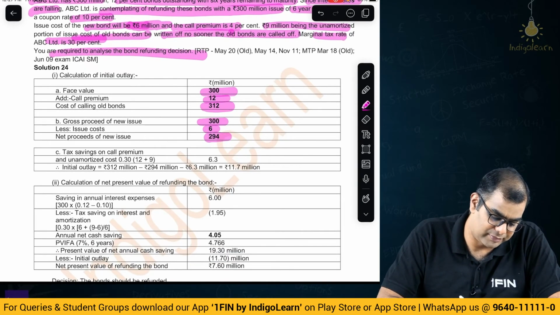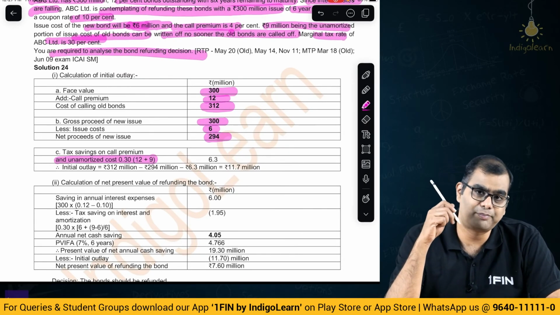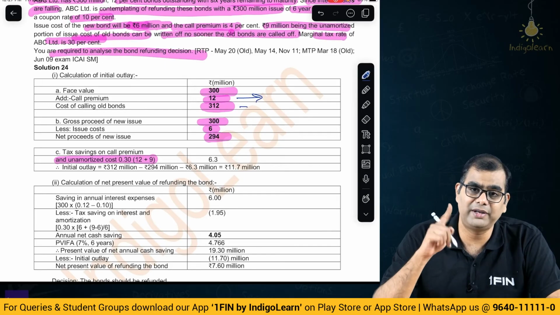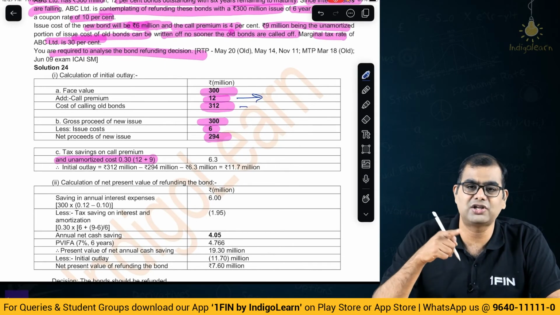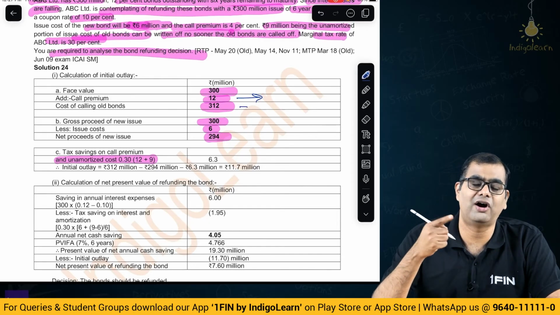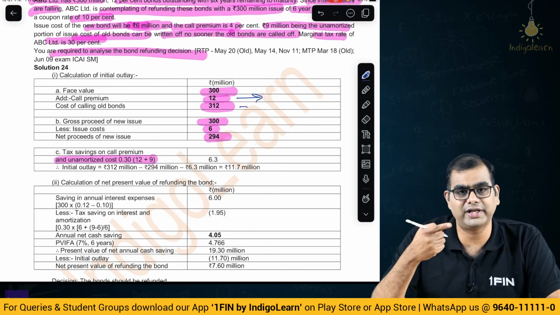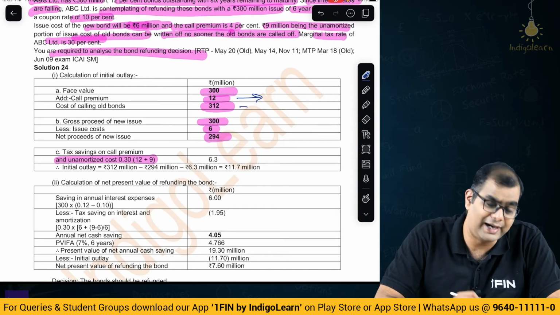Now, call premium and unamortized cost. What we assume in all these problems is that the premium on call, the 12 million that you have paid, is a tax deductible expense. In the same way, the write-off of issue expenses is also tax deductible, but it is amortized over the period of the bond. So what is the tax saving on call premium and unamortized cost?